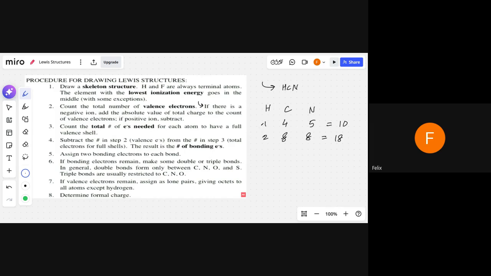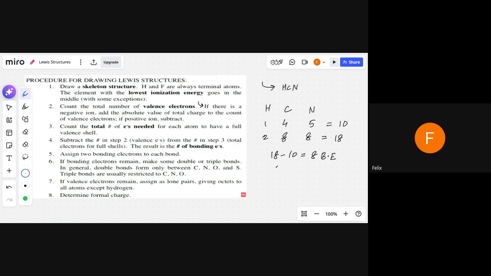And you don't do this. One electron is already there, so it will need one more. So don't write the difference, just write the maximum that the outer shell of each element can hold, right? I hope I've made it clear. Now we go to rule number 4. It says subtract the number in step 2, valence electrons, from the number in step 3, total electrons for full shells. The result is the number of bonding electrons. So it's going to be 18 minus 10. So we get 8. That's our bonding electrons, right?